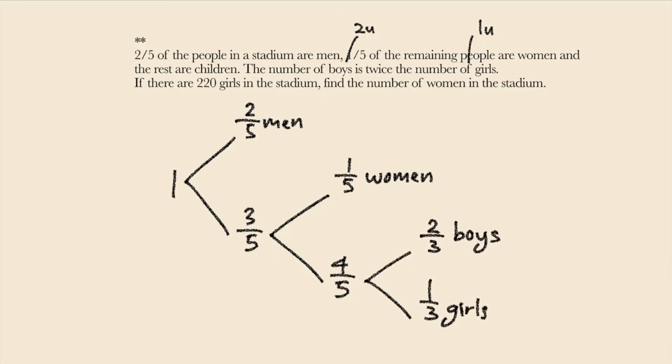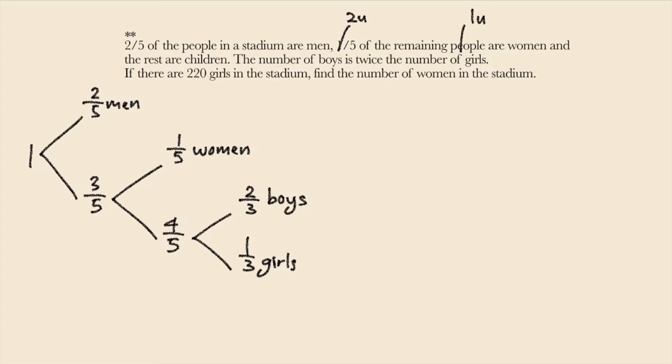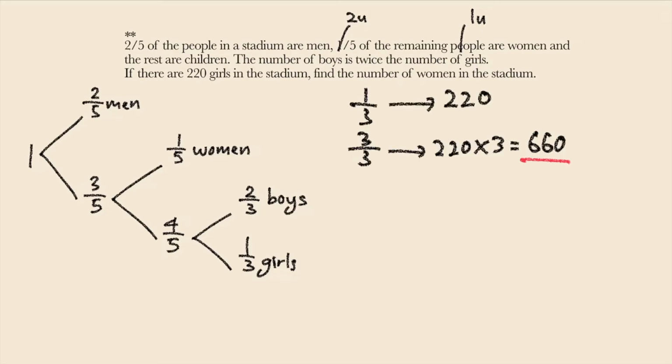Okay, and boys would be 2 out of 3 units. Because we're dealing with children here, right? All the boys plus all the girls would be the children, which means 3 units in total for children. And 1 unit out of 3 would be the girls. Okay. If there are 220 actual girls, now what can we do here?